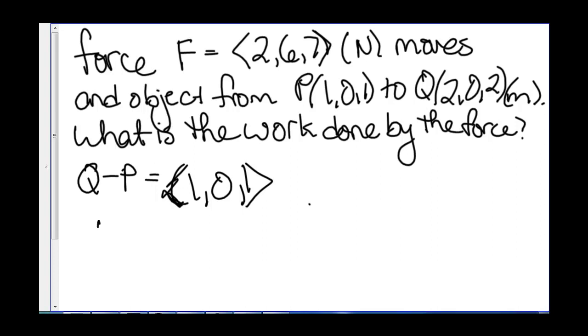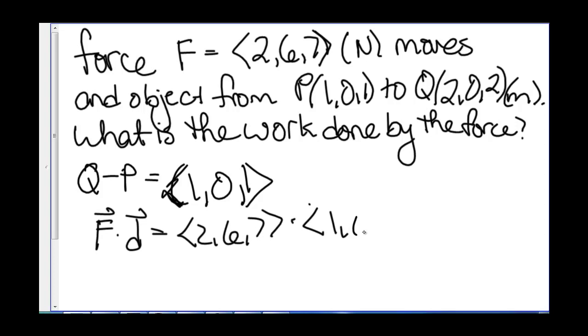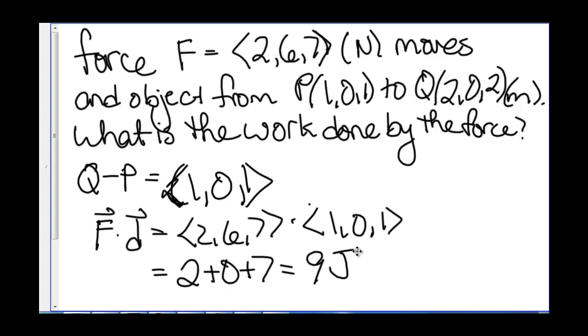So then we have the force vector dot the displacement vector. So we have 2, 6, 7 dot 1, 0, 1. So we have 2 plus 0 plus 7. So we have 9 joules of work done.